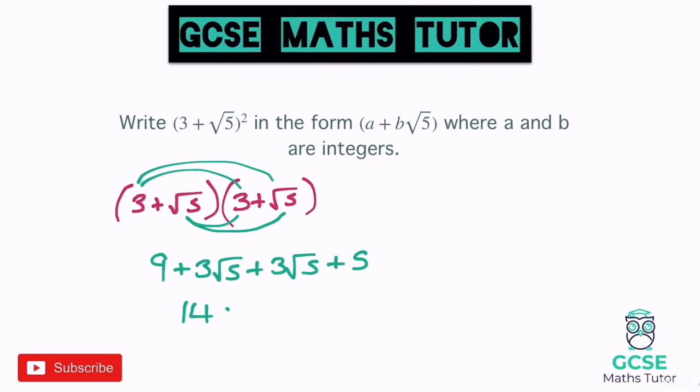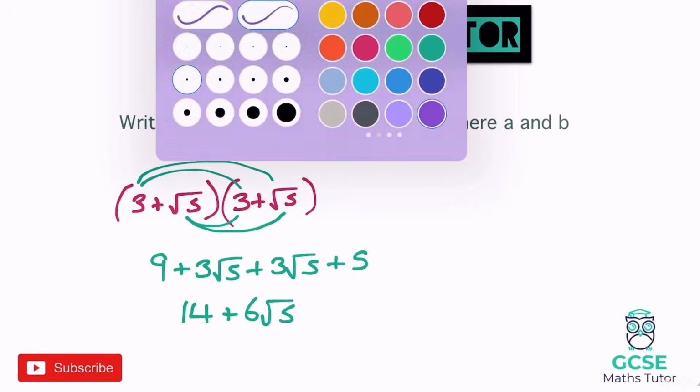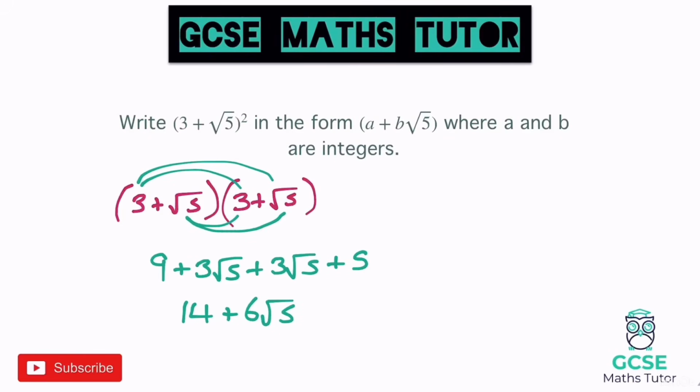And then we can add together these surds in the middle because they both have a root 5. So we've got 3 lots of root 5 and 3 lots of root 5, which is 6 lots of root 5. And there's your answer just there. So A would be 14 and B would be 6. And that is in the form A plus B root 5. And there's our answer with a bit of surds.